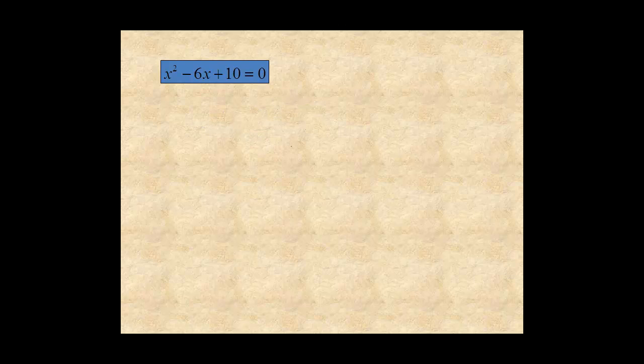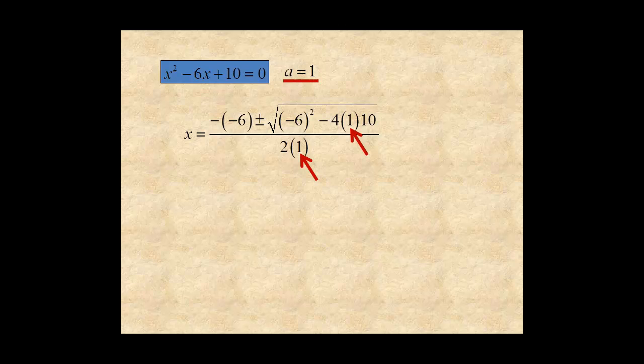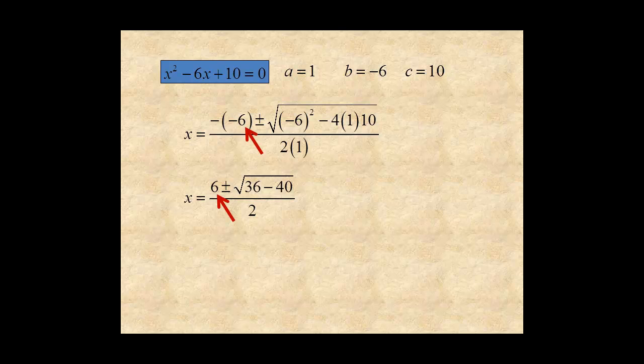For this equation, the leading coefficient a is equal to 1. The linear coefficient b is equal to -6. And the constant c is equal to 10. Then negative b, which is negative -6, is +6. -6 squared is +36. And -4 times 1 times 10 is -40. Finally, 36 minus 40 is -4.